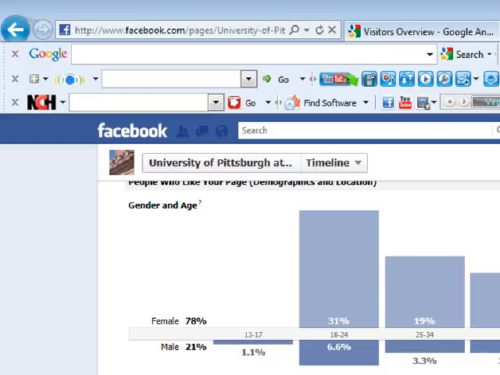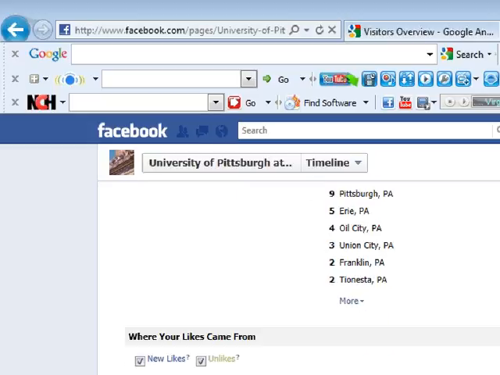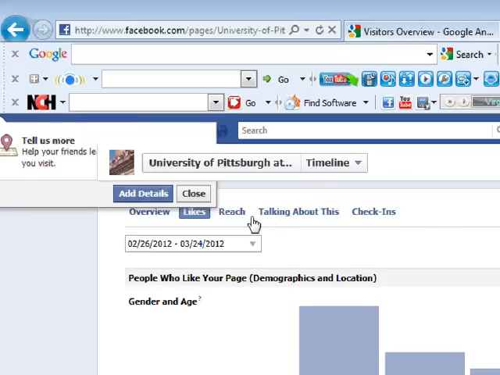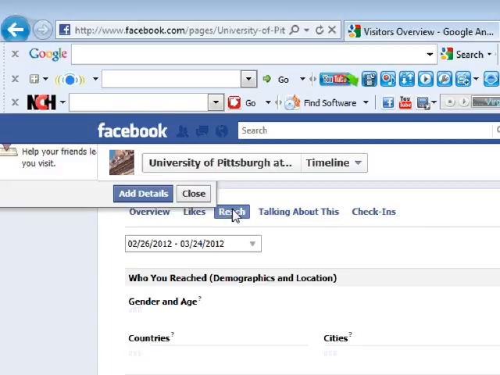Now, down below, it effectively tells us what cities are looking at us. They're based out of Titusville, this particular branch. So they have 38 people from Titusville who looked at us, and this represents a 1 month period of time. 9 from Pittsburgh, 5 from Erie, 4 from Oil City, as you can see and read down that list. So you take all of this into consideration, and then you begin to effectively create your campaign for next month.